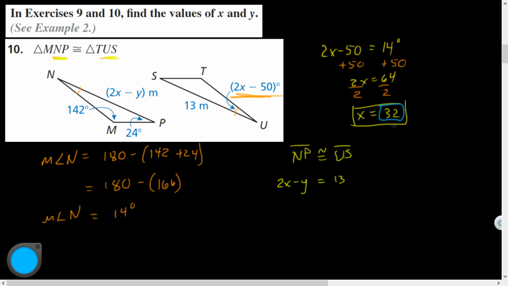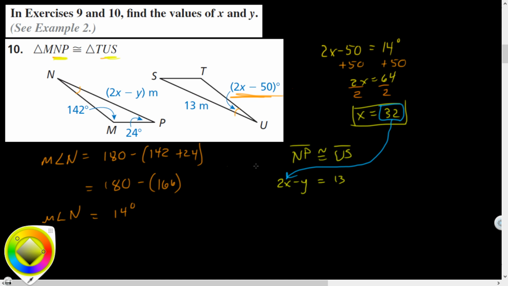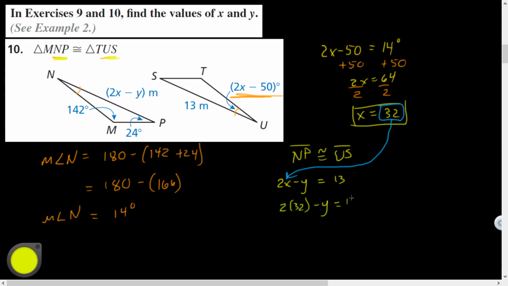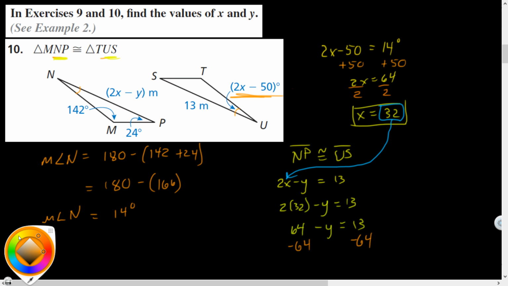Oh, man. I got confused. There we go. It goes in for the x. So 2 times 32 minus y. And let's see, subtract 64 from both sides. Oh dear, friends. Negative y equals, what's that, negative 51?